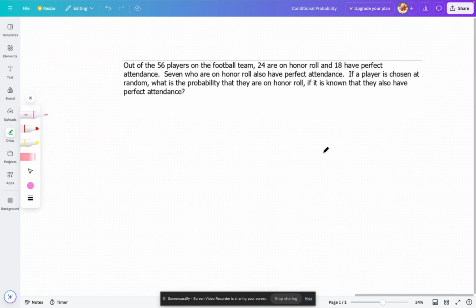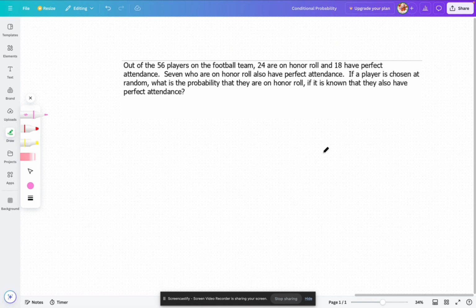Now let's move on to a harder problem. This one is a longer word problem. So out of 56 players on the football team, 24 are on honor roll and 18 have perfect attendance. 7 who are on honor roll also have perfect attendance. If a player is chosen at random, what is the probability that they are on the honor roll if it's known that they also have perfect attendance?